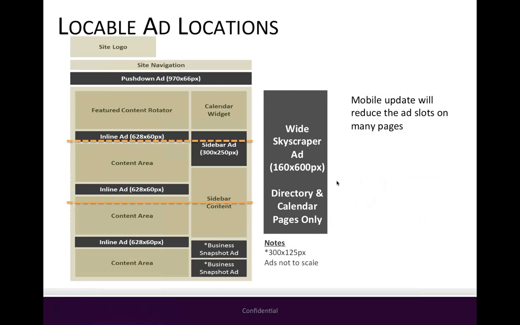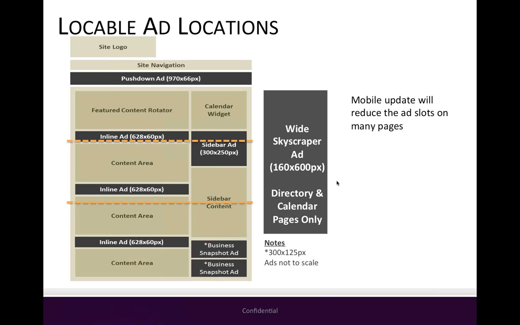So with Locable, when we laid out the page, and we've been accused on occasion of having too many ads, the approach that we have taken is to try to make sure that there's a limited number of ads that can be viewed at a given time on a given screen. Now, what's on the left is not to scale. So the calendar widget's actually slightly taller than the featured content rotator, and the content area under inline ad 1 is actually a bit taller than it shows. So it's not to scale, but where you see the orange dotted lines is approximately what you would see on a normal display when the page loads, and then if you were to scroll down to that point, what the next view would be.